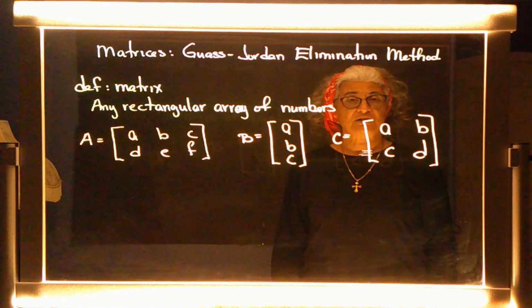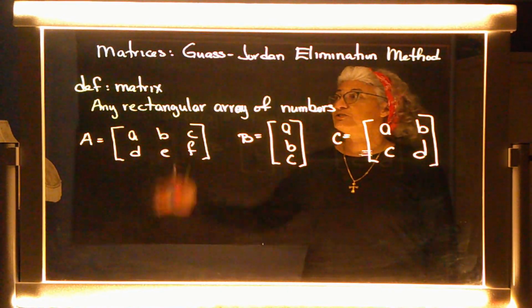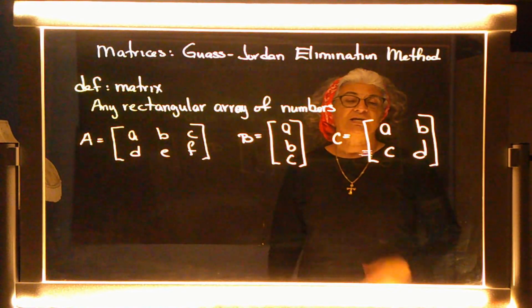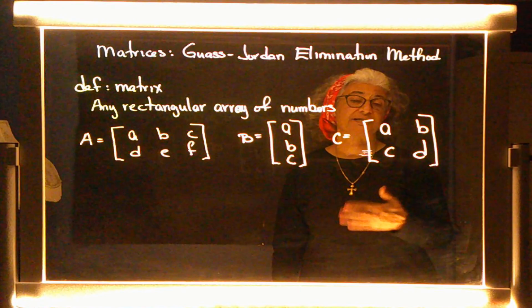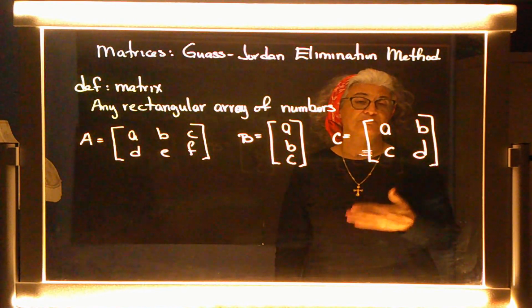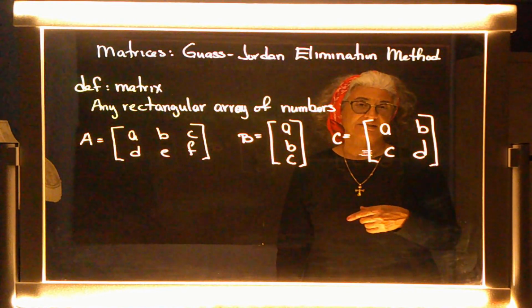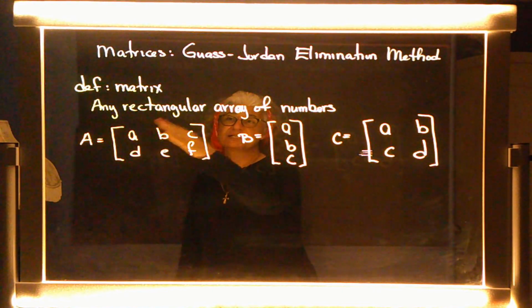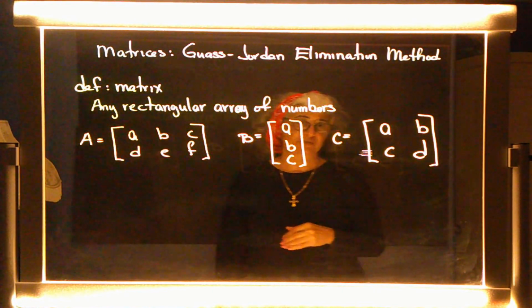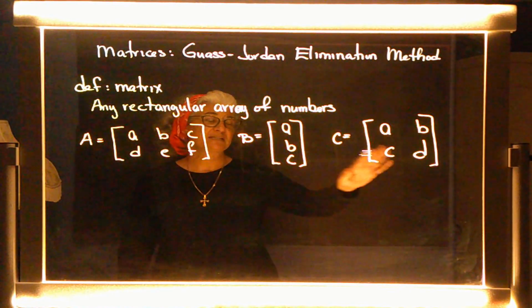All right, so let's move on and solve systems of equations using matrices. Solving systems of equations using matrices was also known as the Gauss-Jordan elimination method. I'll get to more of that in a second, but let's look at the definition of a matrix. A matrix is any rectangular array of numbers. So I've given you 3 examples here.